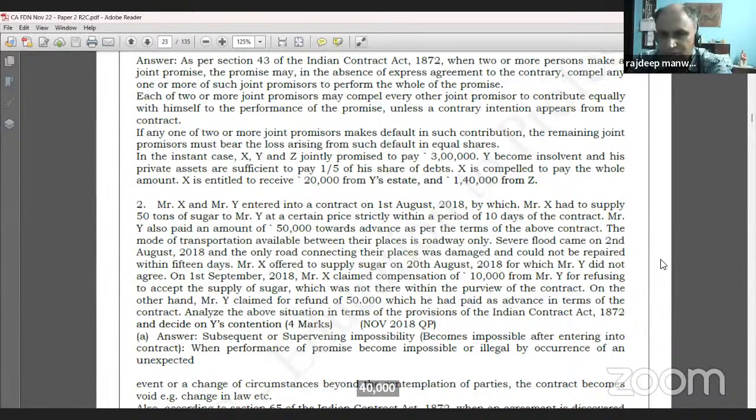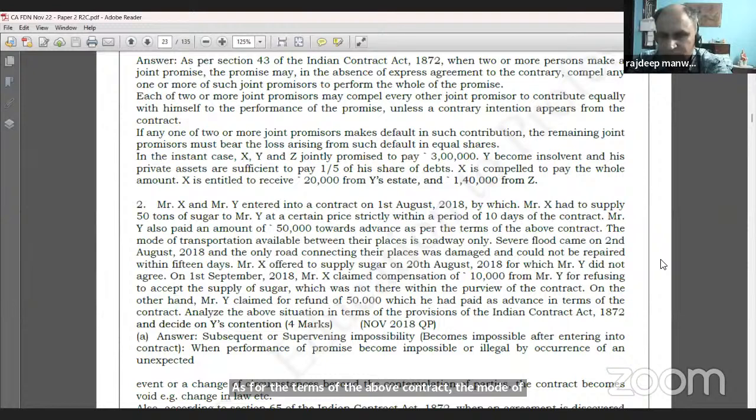Mr. X and Mr. Y entered into a contract on 1st August 2018 by which Mr. X had to supply 50 tons of sugar to Mr. Y at a certain price strictly within a period of 10 days of the contract. Mr. Y also paid an amount of 50,000 towards advance as per the terms of the above contract. The mode of transportation available between their places is roadway only.